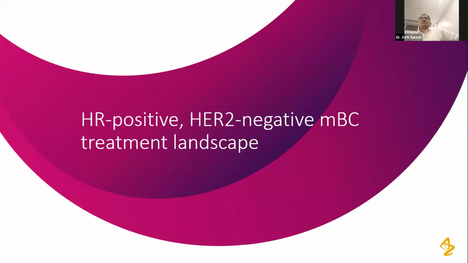The HER2 positive and hormone receptor positive and HER2 negative metastatic breast cancer landscape.